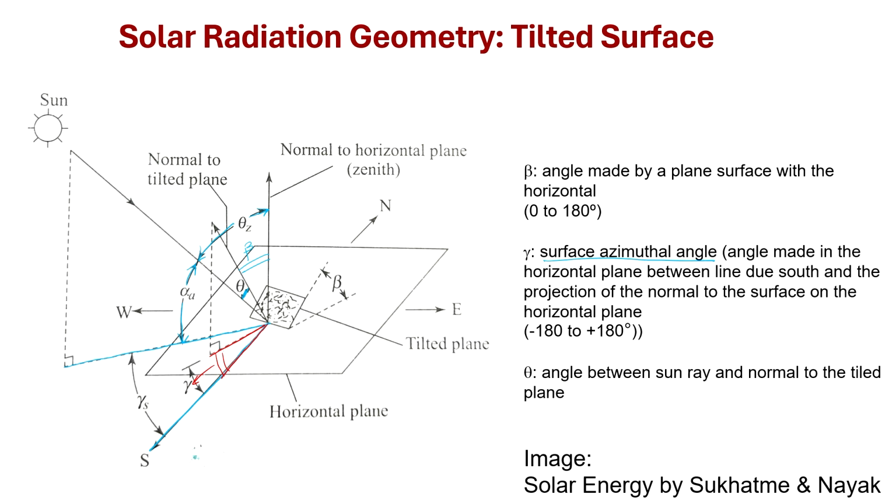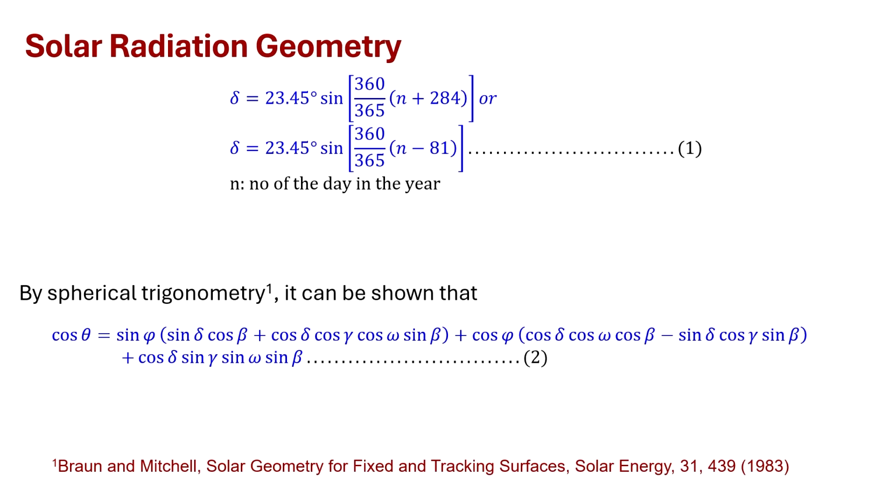Okay. So, this is the difference between the two, and theta is the angle between the sun ray and the normal to the tilted plane. So, this is what sums it together. We can say that the declination angle is 23.45 sine of 360 by 365 times n plus 284, or n minus 81. From this we can determine what the declination angle is. It should always be between plus 23.45 and minus 23.45.